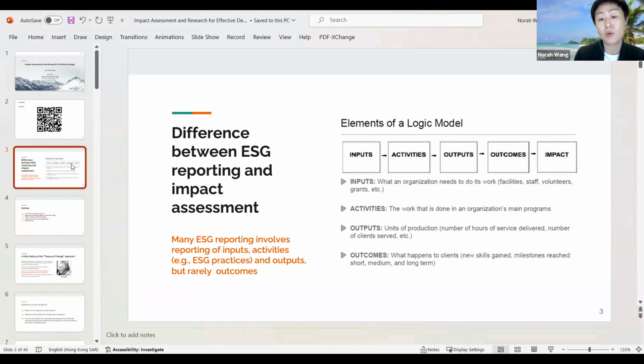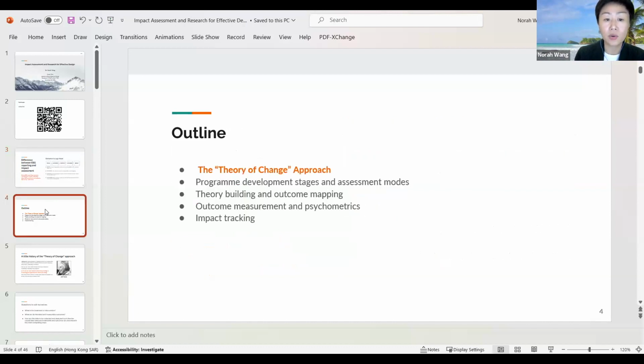So tonight we will mainly talk about the framework and the approach we use to articulate the impact and how we can actually assess the impact. I think everybody here tonight is quite familiar with the logic model, so I'm not going to go into details about the logic model anymore. Instead we will talk about these five parts.